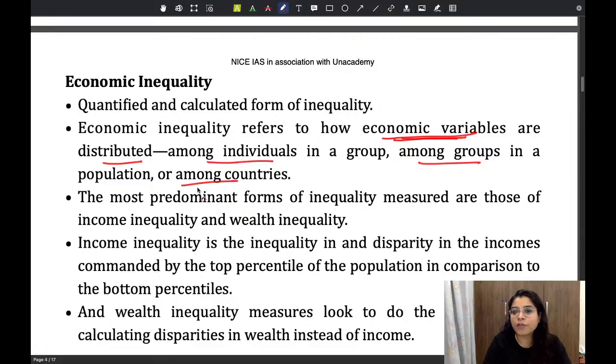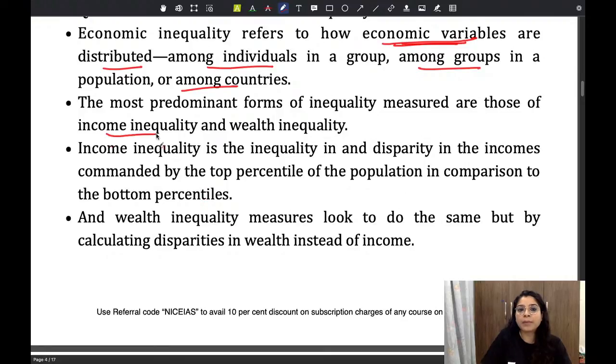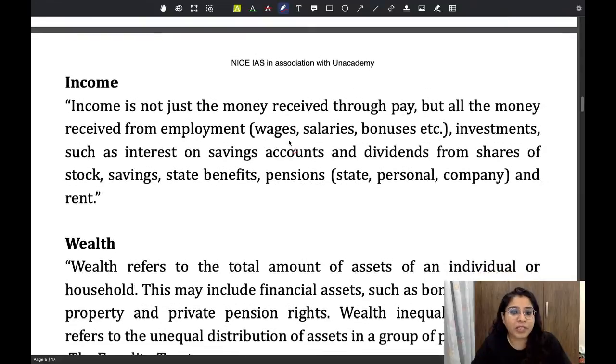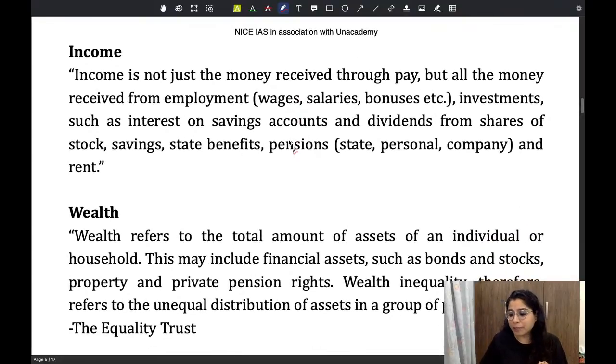Now, the most predominant forms of inequality are measured in terms of income and wealth. How would you define that? Income inequality is the inequality and disparity in terms of your income. And wealth looks at the same, but in terms of your wealth. So I thought, maybe there is a chance or a probability that you may not know the difference between income and wealth. So I've put it here so that you get a clear understanding.